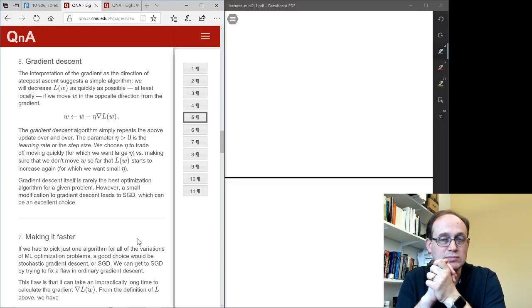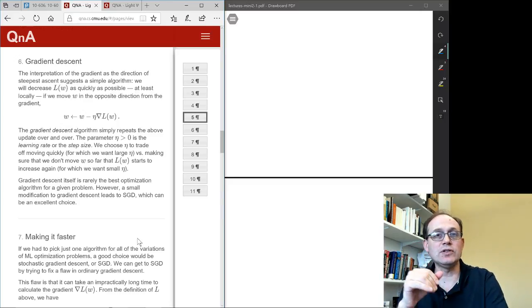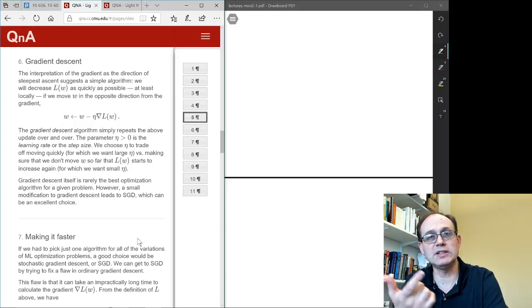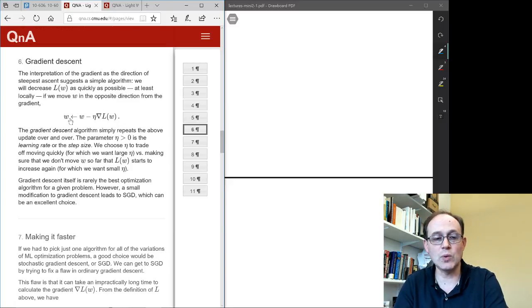there's a simple optimization algorithm that says, well, if you want to decrease our loss function as rapidly as possible, take a step in the direction of the negative gradient, right? So we take our weight vector and we subtract a multiple eta of the gradient. And eta is called the learning rate or the step size. And we're going to just repeat this update over and over. So we take a step, we reevaluate the gradient at the new location, and take another step.